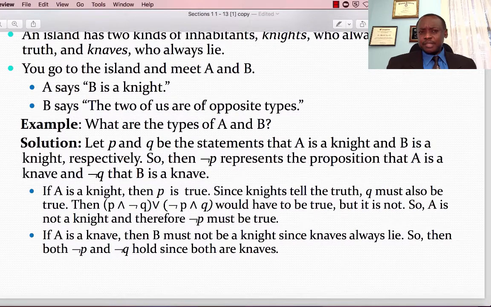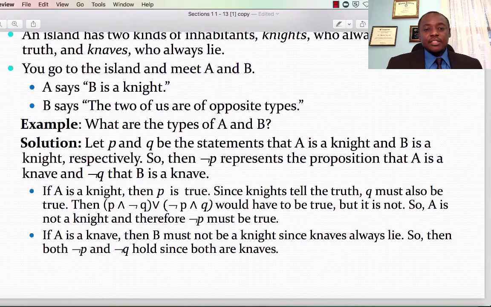Oh, that's a problem. So if A is a knight, then B has to be a knight. But if B is a knight, B says the two of us are of opposite type, that means both A and B cannot be knights. And the solution starts falling apart from the original initial statement that A was a knight, so we can go the reverse direction. Again, if A is a knight and P is true, since knights tell the truth, Q must also be true, then we would have P and not Q, or not P and Q would have to be true, but it is not.